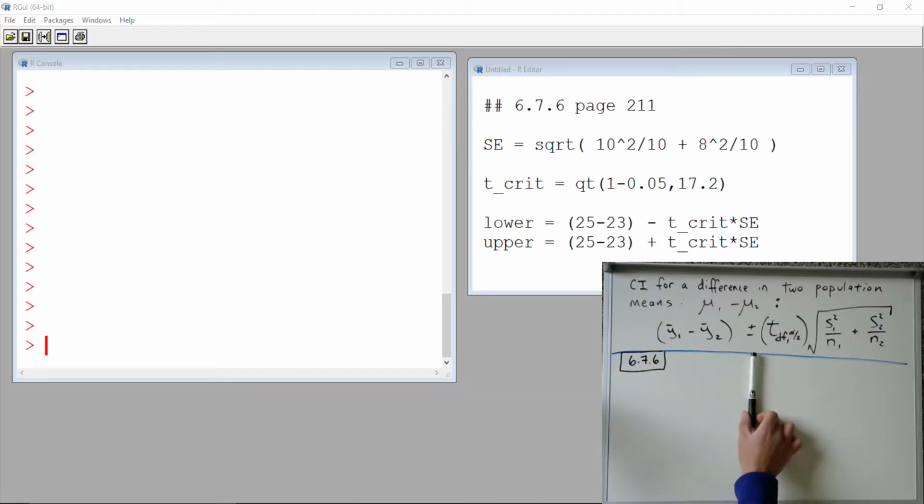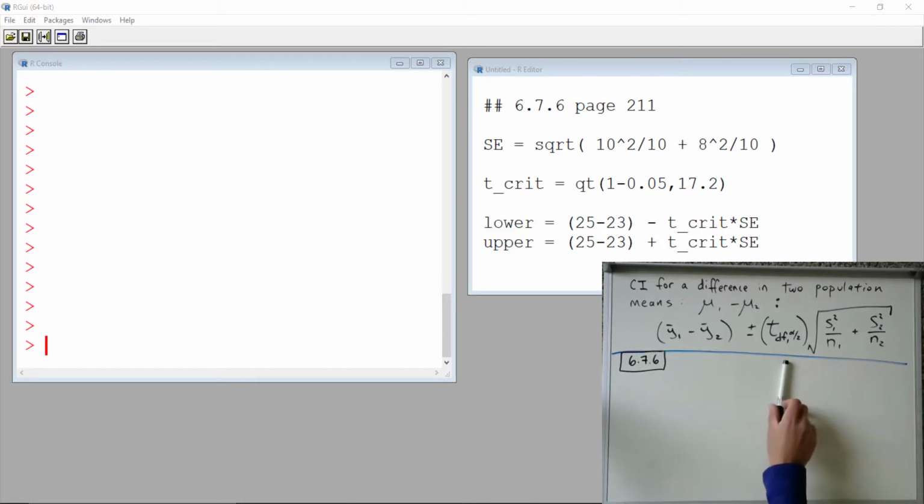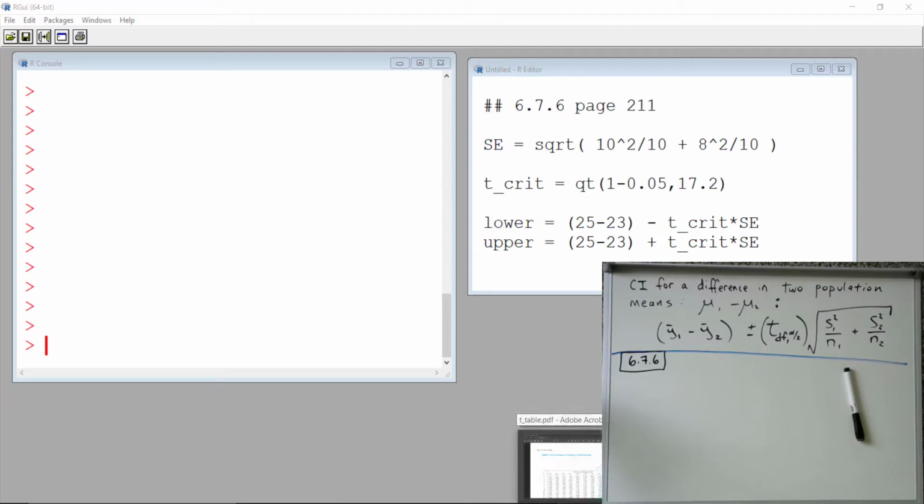After our plus and minus sign, all of this is the margin of error, right? And that margin of error is composed of, first, the t critical value multiplied by the standard error. And this is the standard error for the difference in two population means. So let's take a look at the textbook and take a look at this problem.